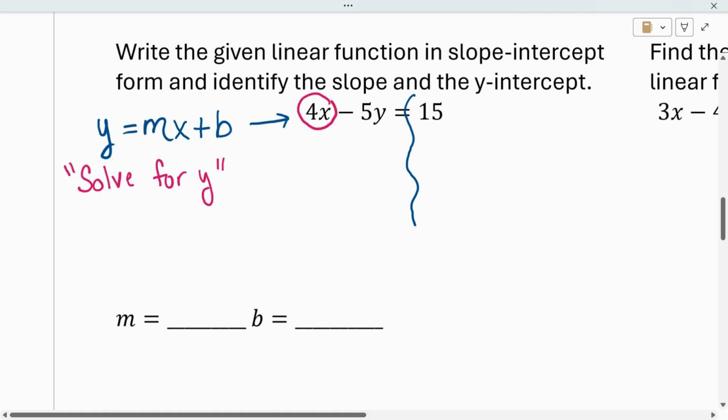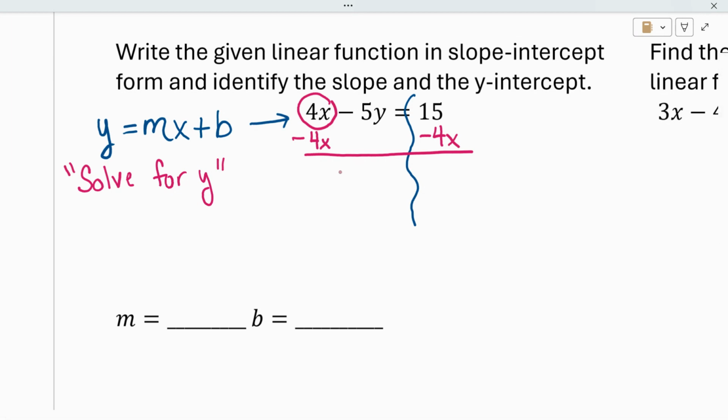We have to move that x term. It's got to be on the other side, right? So I have to subtract it. I have to subtract 4x from both sides. Do you guys see that? You have to get the x to the right side. Right now it's not. So when I subtract 4x from both sides, I still have a negative 5y equals.